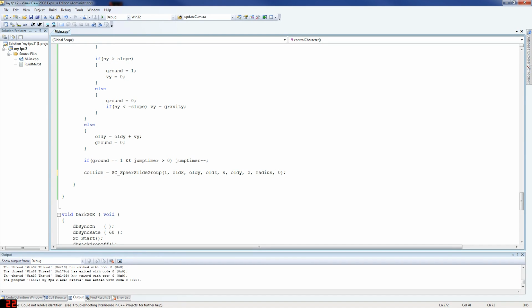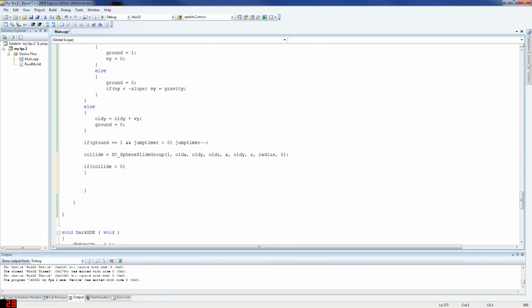Oh, slide. SC sphere slide group. Yeah, made a mistake there. But basically, right, should be it. And now what we're going to do is we're going to say, just like we did above, if collide, so if he's hitting the wall, if collide is greater than 0, and just similar like we did above, SC get collision slide X.